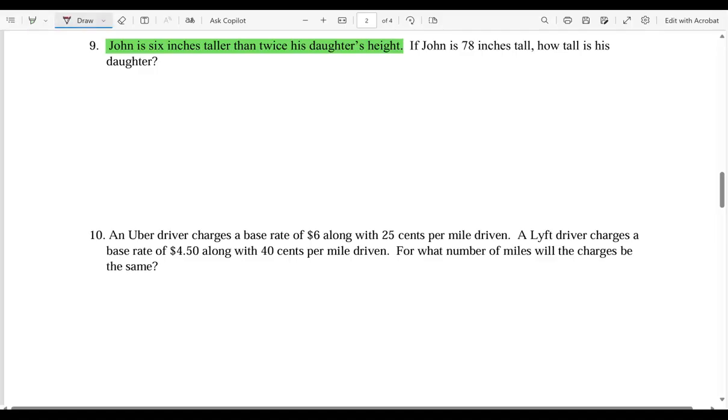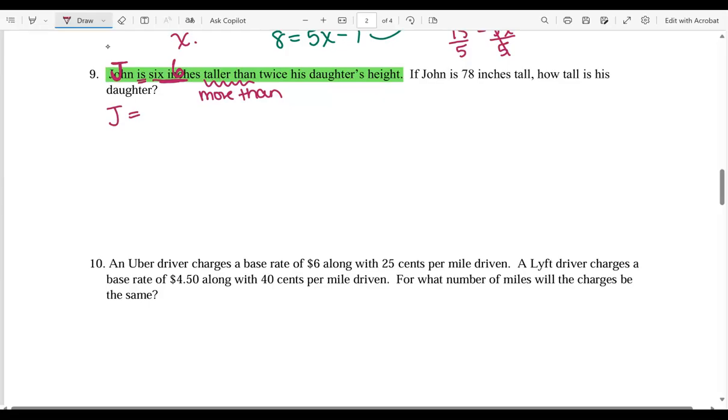When you have real world problems, use a real letter placeholder. So John is, let's use J for John. Is equals. So John equals 6 inches, so 6. Taller than is the same thing as more than. Twice his daughter's height.